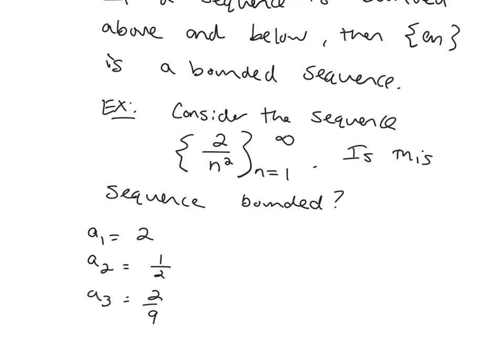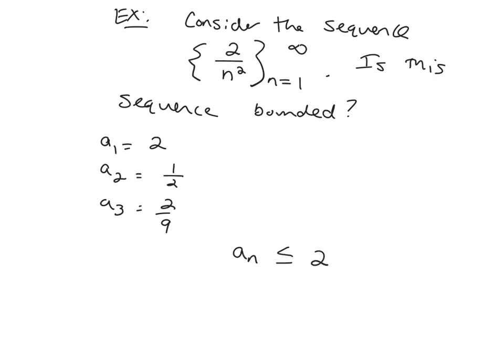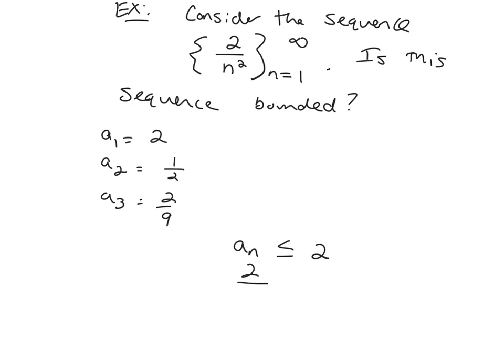And we're not asking about increasing or decreasing anymore. We're asking about bounded, right? It looks like I have an upper bound from my numbers. What would you guess the upper bound is? 2. That's the largest value that I'm getting, because after that my denominators are getting larger, which gives me a smaller number, right? So in turn, we can say that a sub n is less than or equal to 2, because we know the formula is 2 over n squared, and n equals 1 is the largest value I get.